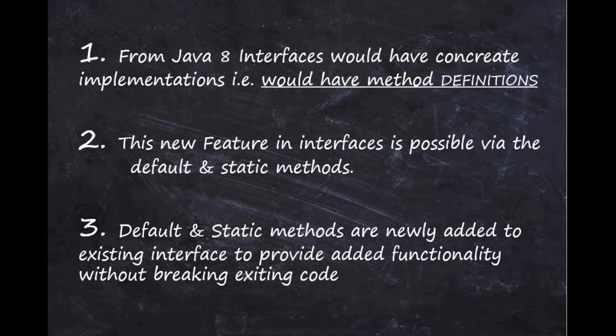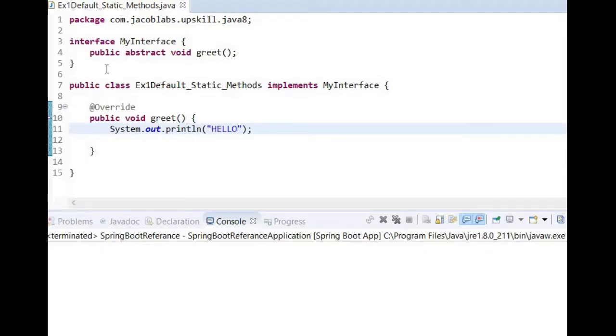But starting Java 8, within an interface, we can have method definitions or concrete methods. And this is possible with the help of default and static methods. So this is what point 2 says. In Java 8, this new feature in interfaces is possible via default and static methods. So having a concrete method in an interface now is possible using default and static methods. So let's see that also in action.